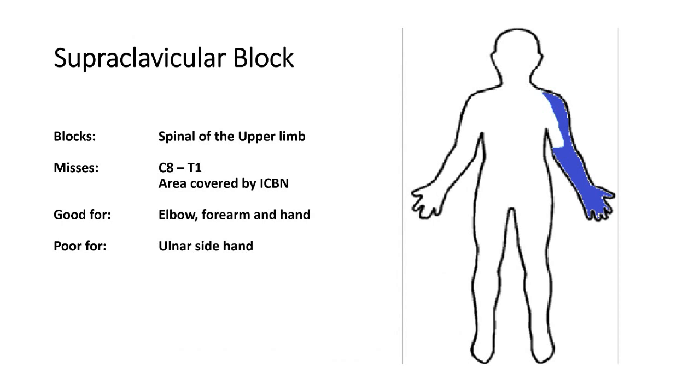However, this block still can miss C8-T1 nerve as well as the area covered by the intercostobrachial nerve. So it's a good block to do for elbow surgery, forearm surgery and hand surgery. But because it misses the C8-T1 roots, it's a poor block to do for ulnar side of the hand.